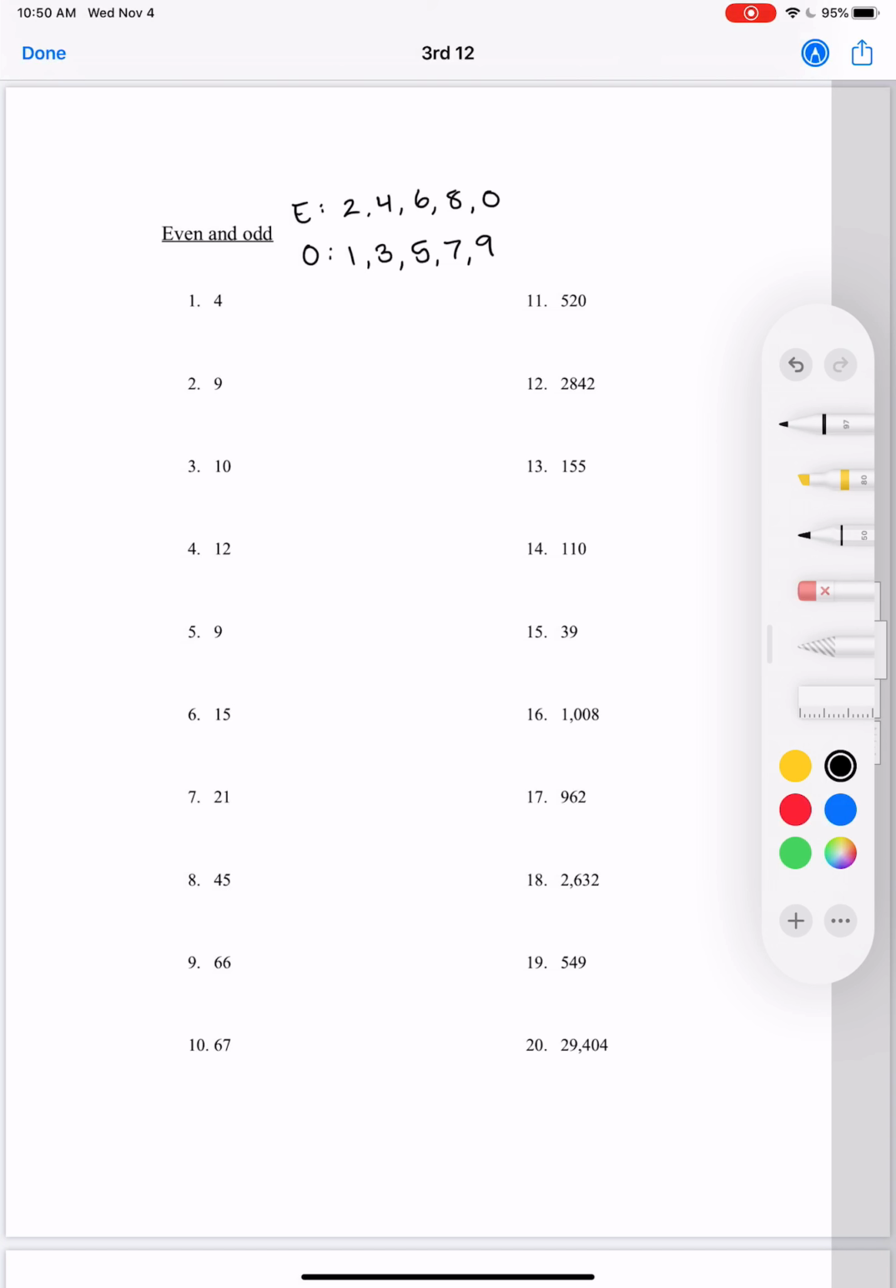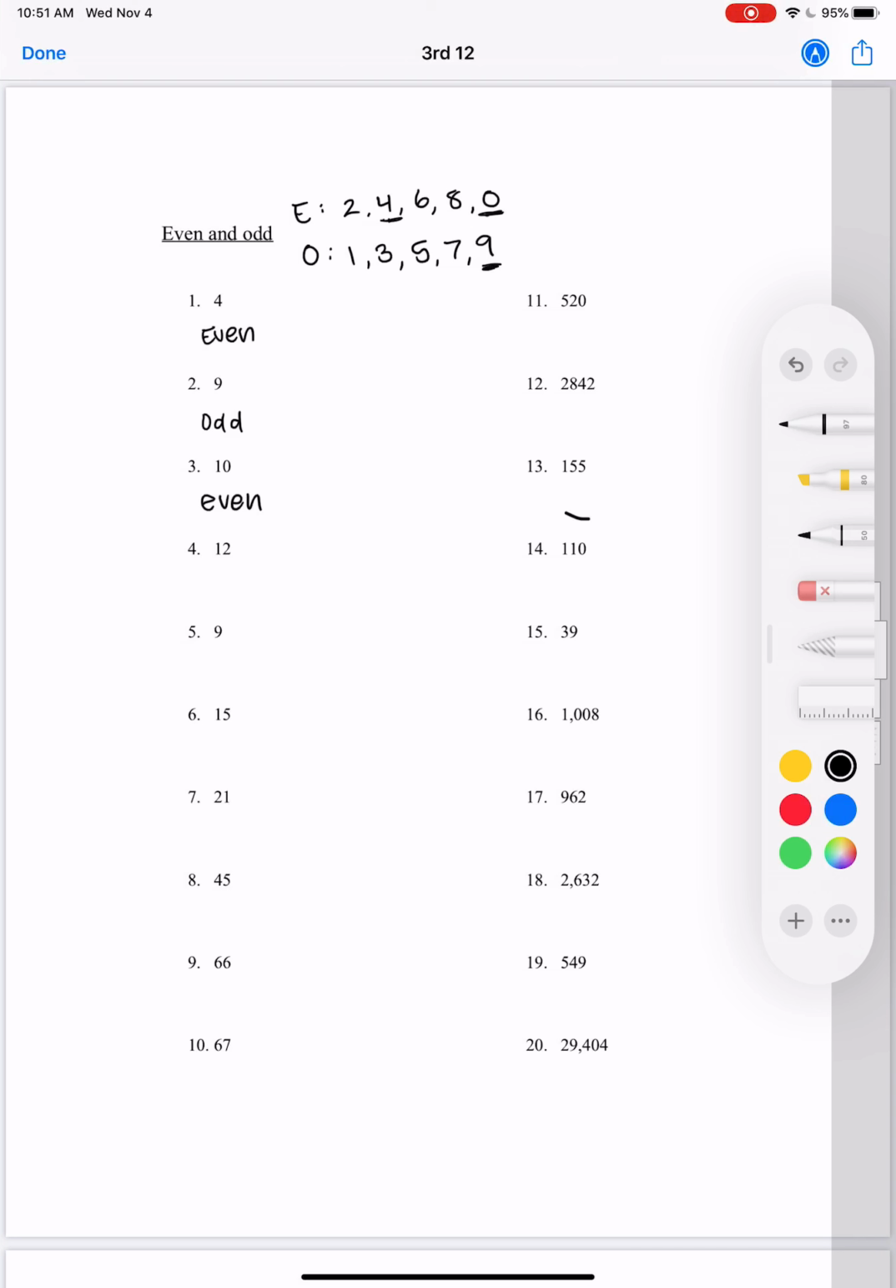So when we look at number 4, you're only given one value, which is 4, and that is right here, which means that it is an even number. Number 2, you're given 9, which is right here, so your answer would be odd. Number 10 ends in a 0, which is in the evens row, which means that it is an even number.